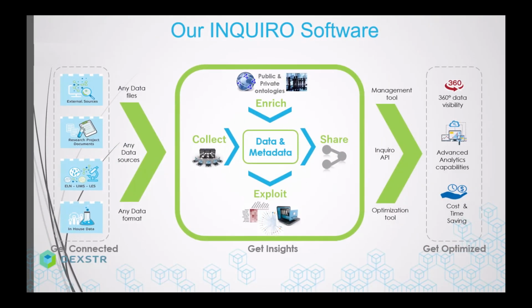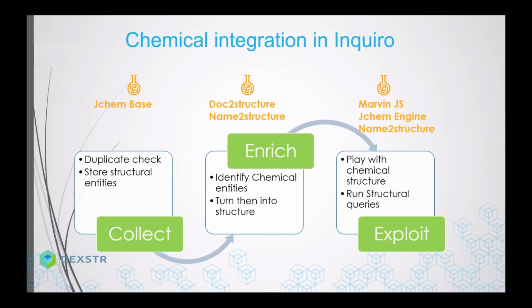Now, back to the presentation of Inquiro. As you can see, it is built upon 4 main pillars: collect, enrich, exploit, and share. Chemaxon is implemented in 3 out of these 4 pillars. For the collection of data, we use JChemBase on PostgreSQL. It enables us to know if the substance exists or not, to store it, and to store its chemical structure.